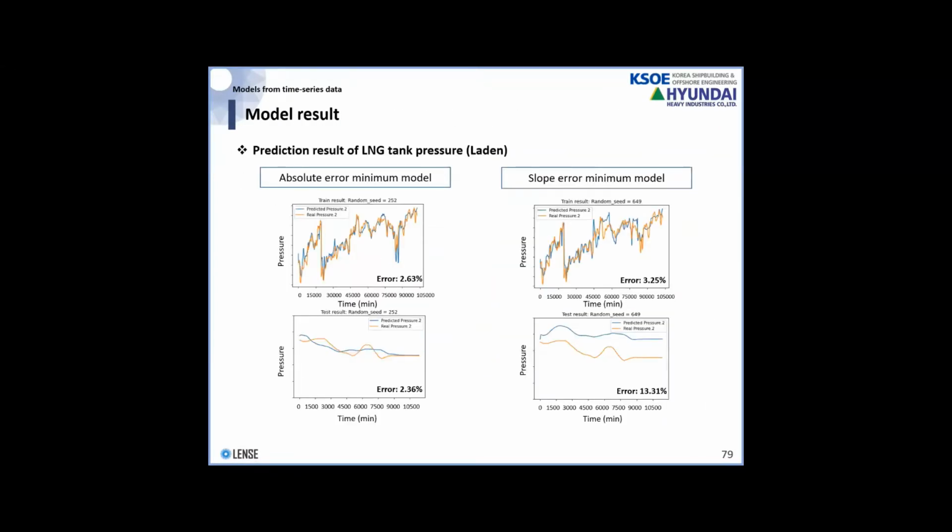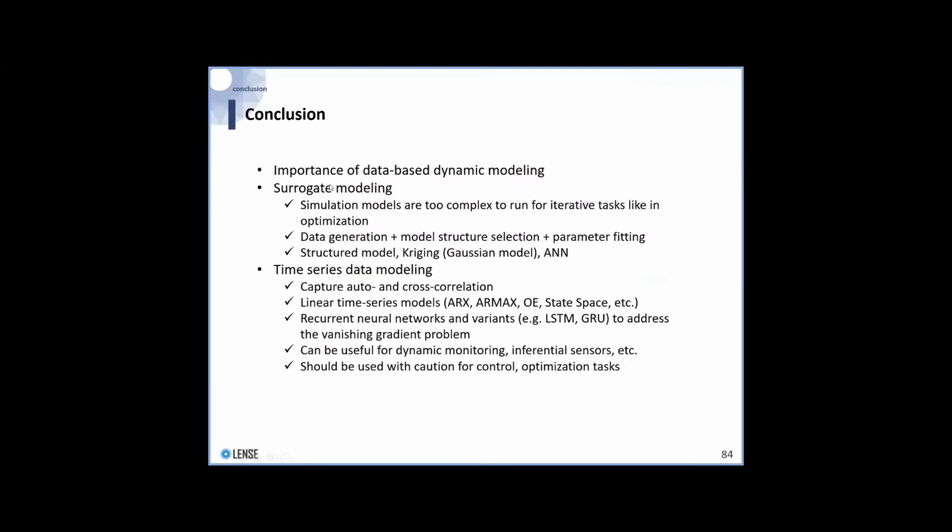I'm sorry that I had to go so fast and try to cover so much material, but I hope that you've gotten the main point. I talked about the importance of data-based dynamic modeling. Then I went on to surrogate modeling. And when do you need surrogate models? When simulation models are too complex to run for iterative tasks like optimization. And what does it involve? First of all, you create a data set, with Latin hypercube sampling and running simulation. And sometimes you have to do process optimization as well in generating the data that you need.